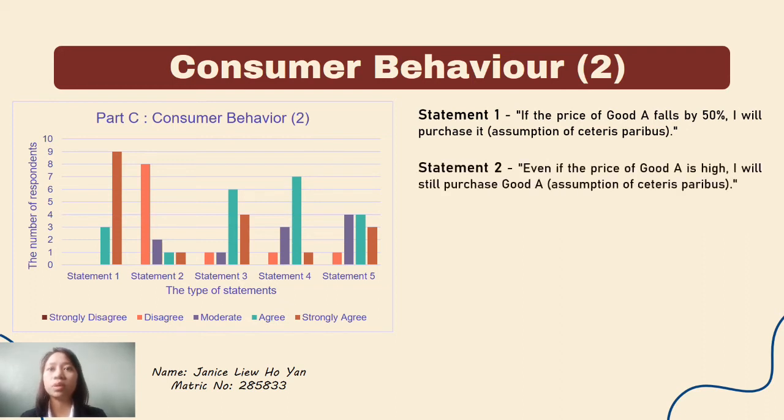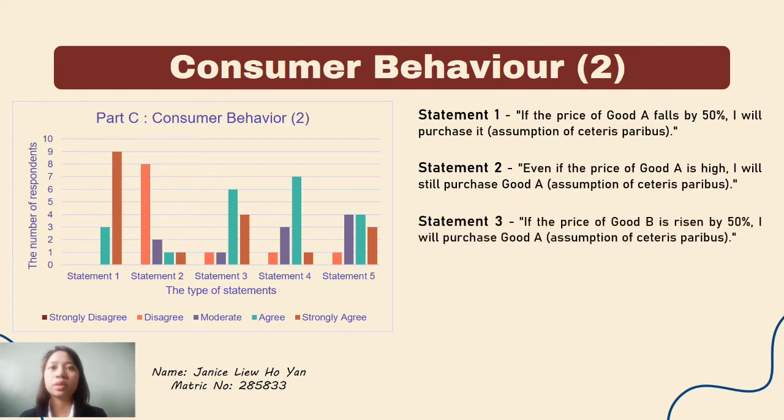Statement 2 is, even if the price of good A is high, I will still purchase good A. Assumption of ceteris paribus. Most of the respondents answer disagree. This is because they will buy cheaper goods that are almost the same as the goods that they want to purchase. The respondents are still rational when they are purchasing.